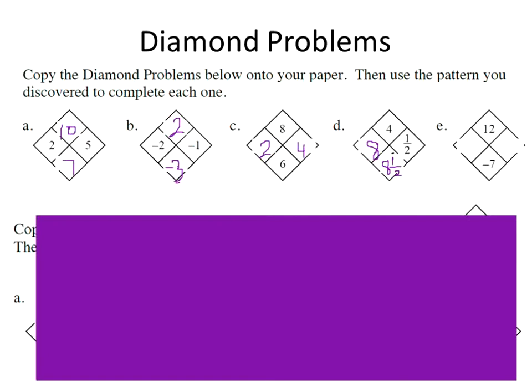How about the next one? -4 and -3, yeah, because the two negatives make a positive 12 on top, but they add together to make -7 on the bottom. Okay?